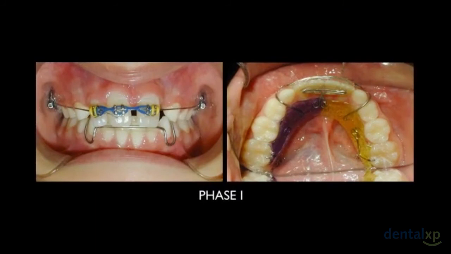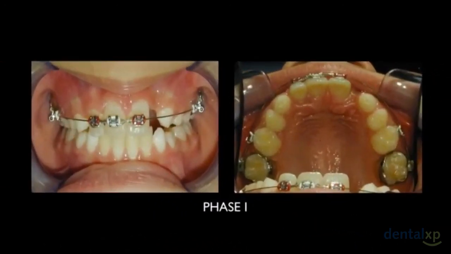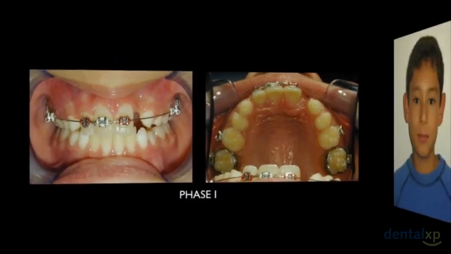We started a phase 1 orthodontic treatment due to his chief complaint. He started a 2x4 to close the spaces of the upper incisors. You can see the spaces are closed and the midlines are corrected. Once the midlines were corrected, we let him rest for a couple of years and wait for growth.